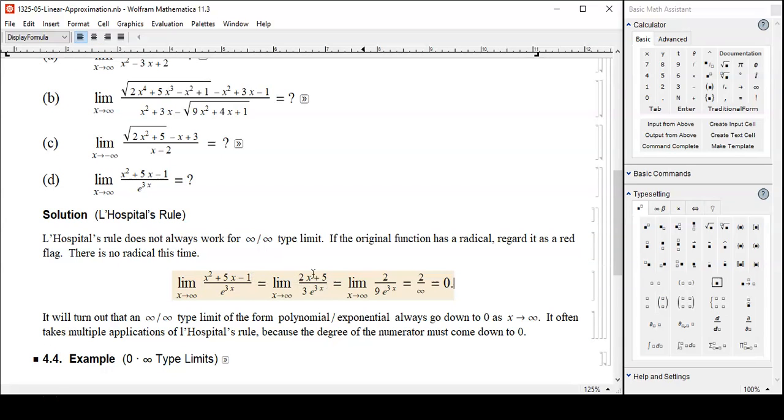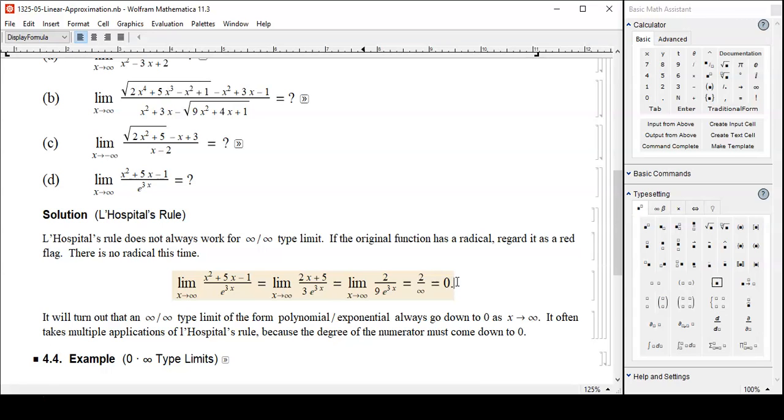Take the derivative, you get 2x plus 5. And here, by chain rule, we get 3 multiplied there because that's the derivative of the inside. But the exponential part stays the same. Taking another derivative, you get 2 over, well, another 3 is multiplied, so you get 9. But in any case, the exponential stays the same. In the end, what did you get? We get 2 over infinity, and that's 0.